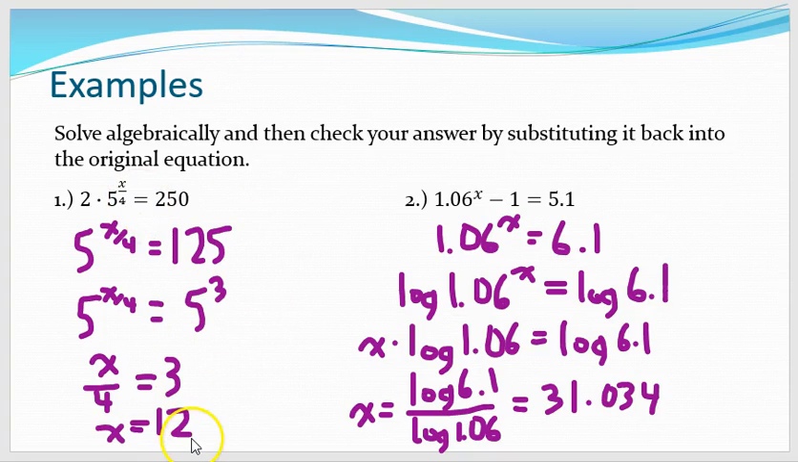If we checked the first answer, it might be easier to reduce the fraction first, but you would be doing 2 times, and then 5 to the third power, because 12 over 4 reduces to 3. So if you do 5 to the third power, that's 125, times 2 is 250. So this one was exactly correct. There wasn't a rounding done. That's why it came out perfectly.